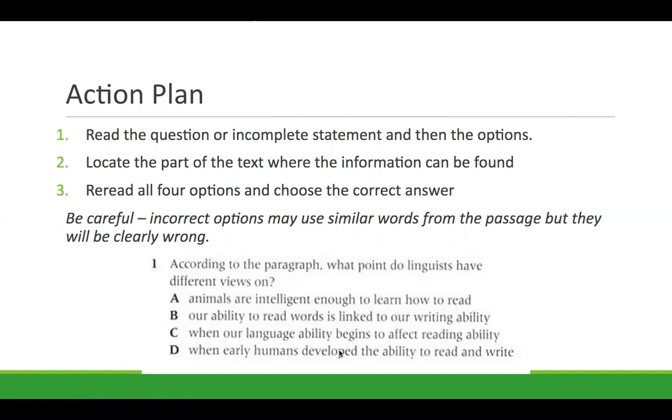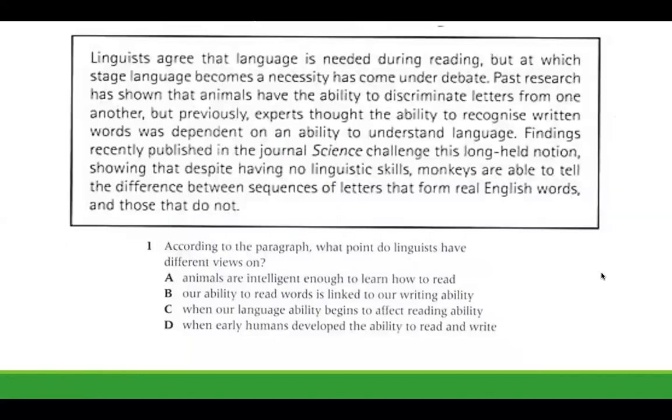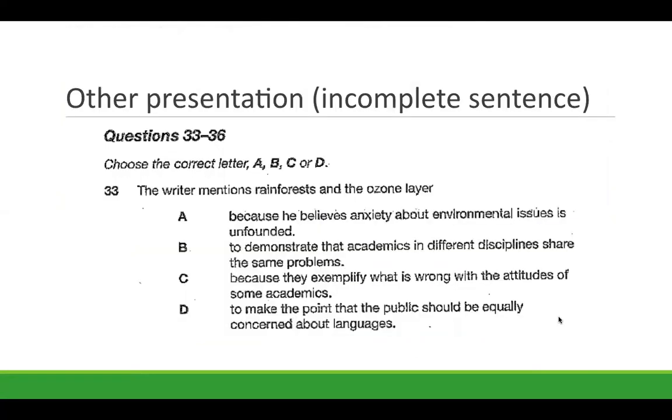So this is an example. According to the paragraph, what point do linguists have different views on? Different views on, and then you have to choose among the options. You can try it. Okay, so it has another presentation, incomplete sentence. So the writer mentions rainforests and the ozone layer. Okay, and then you have to complete it. Is it A, B, C, or D?